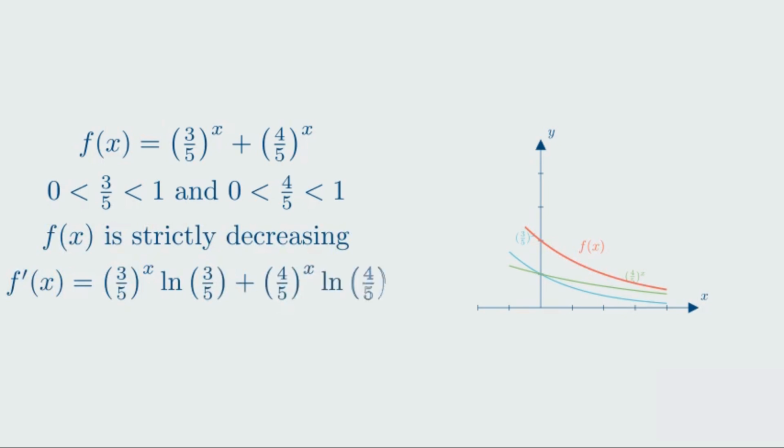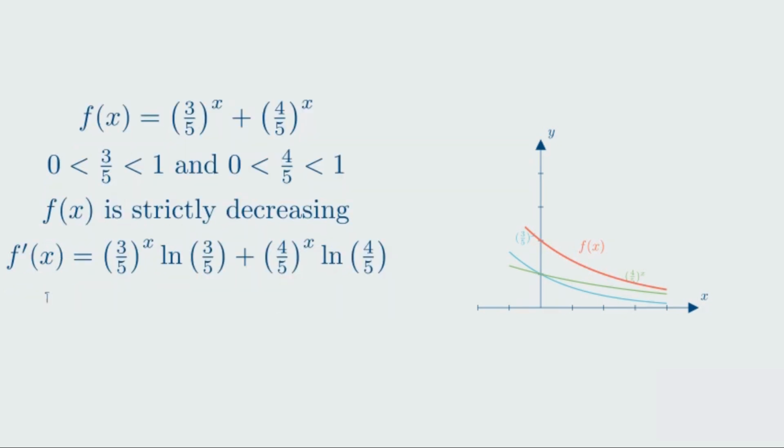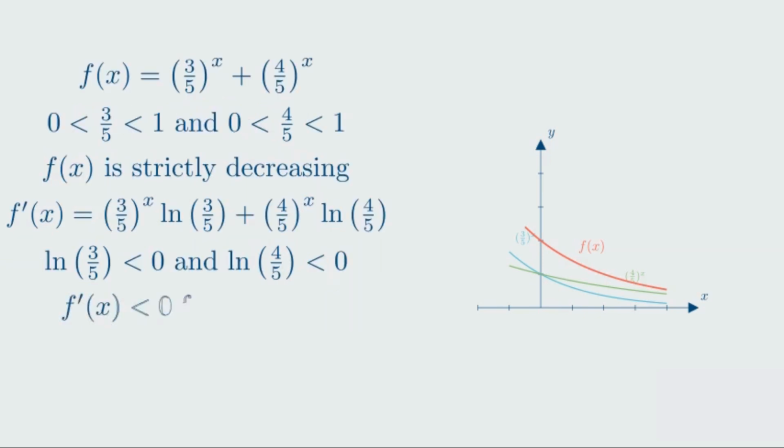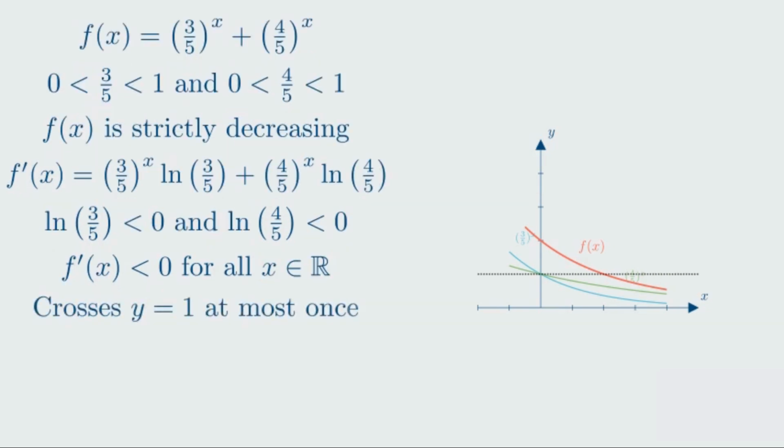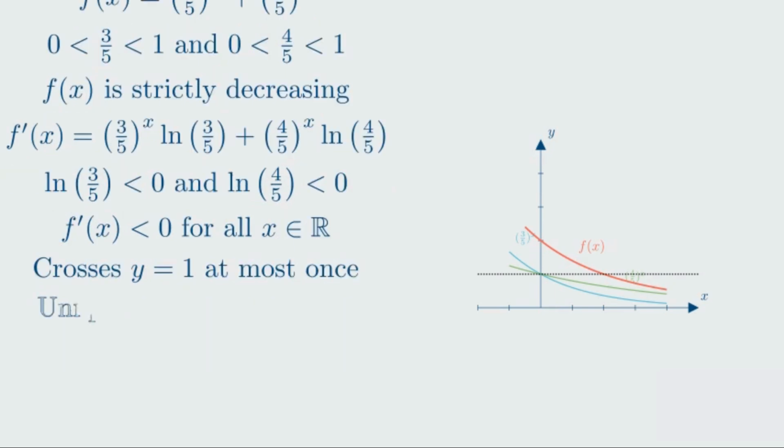Mathematically, we can see this by looking at the derivative. Because the natural logs of 3/5 and 4/5 are both negative, the derivative is always negative. f prime of x is less than 0 for all x. This property is crucial. A strictly decreasing function can cross a specific horizontal line at most once. This means if we find one value for x that works, it must be the only one.